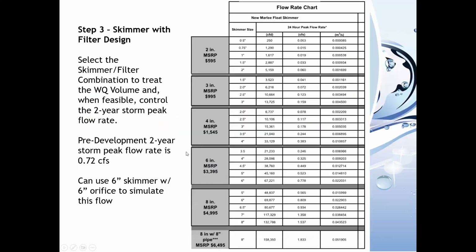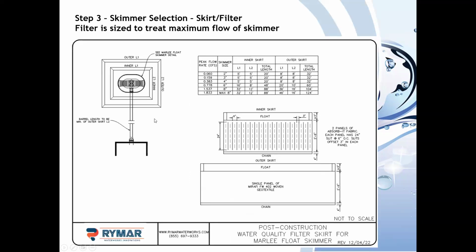The alternative here is to look at a filter design with a skimmer. Again, we're going to use the skimmer to control the flow rate. We're shooting for that 0.72 CFS. A 6-inch skimmer, Marley float, with a 6-inch orifice has a flow rate of 0.778 CFS, so we're going to try that one in the model.